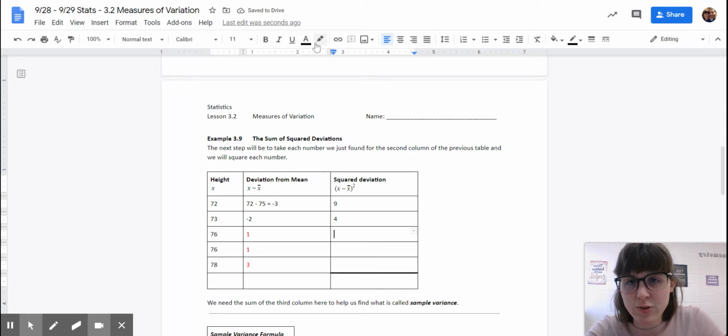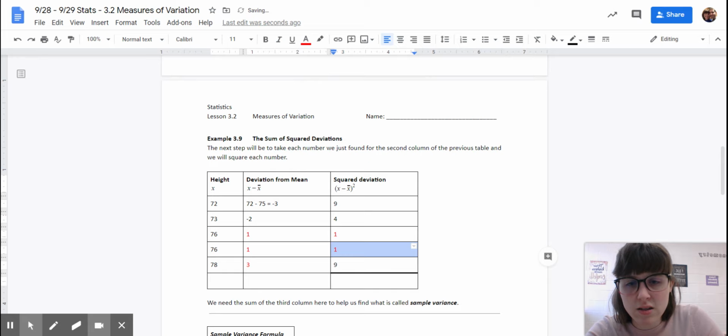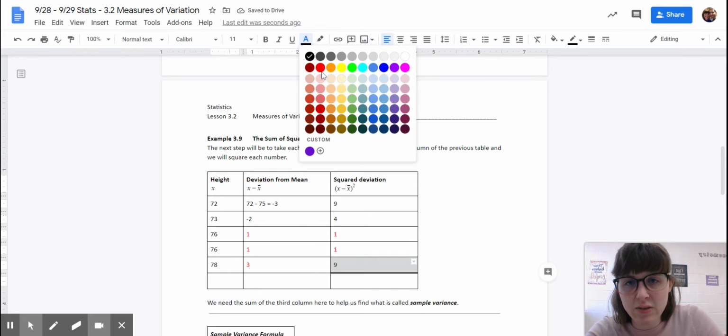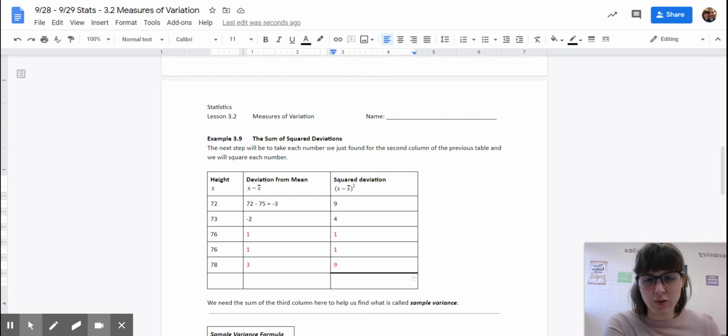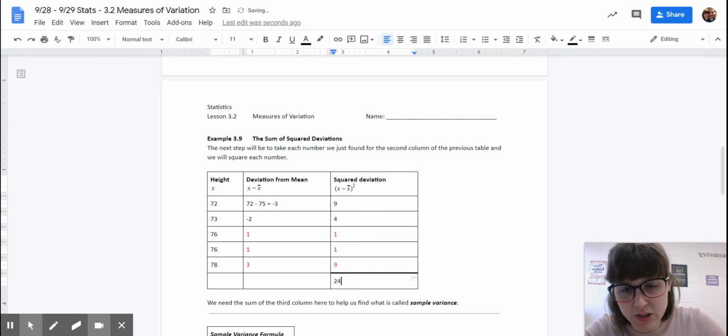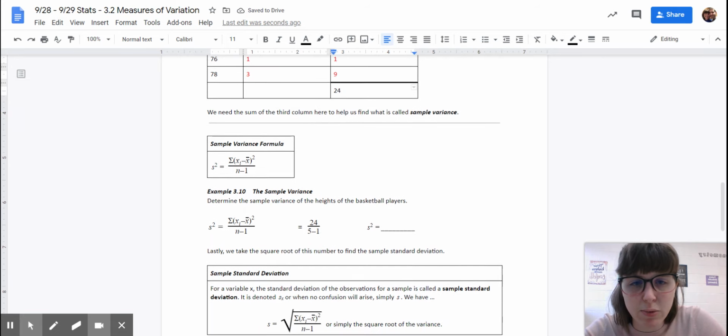Okay, so now we're going to square these. So we have 9, 4, 1, 1, and 9. Then after you find all of these squared numbers, you have to add them together to get the total. So when you add them together, the total should be 24. After we do this, it's going to help us find what we call the sample variance.